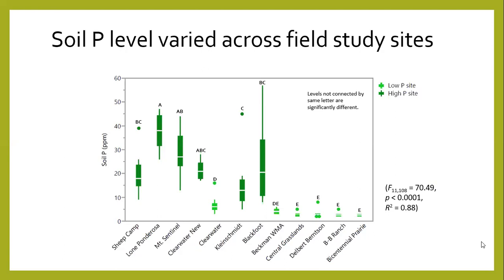And then I also want to point out that in this graph, the color of the box plot indicates how we categorized the site. We categorized them as low P sites or high P sites, and we use that for the greenhouse experiment that I'll talk about next.